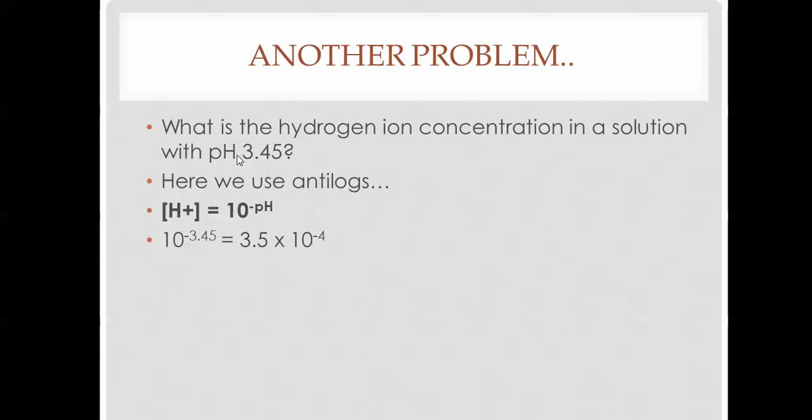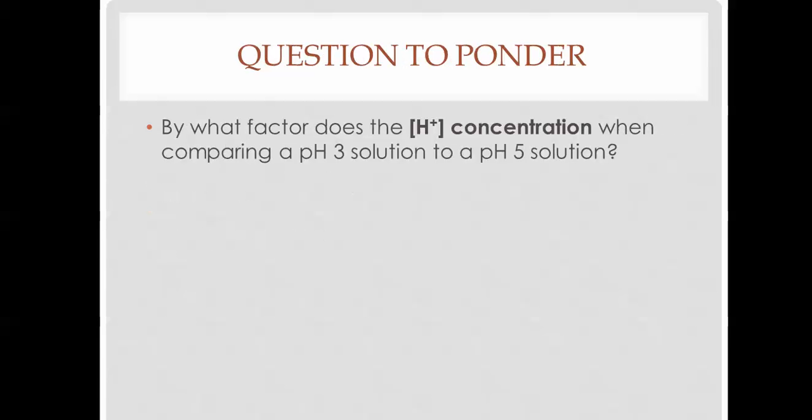So again, we reverse the process. Instead of doing the logarithm and making it negative, we make it negative, and then we do the antilog. So 10 to the negative 3.45 power turns out to be 3.5 times 10 to the negative 4. And I'm really bad with my units here on this PowerPoint, but that would be molarity, or mole per cubic decimeter.